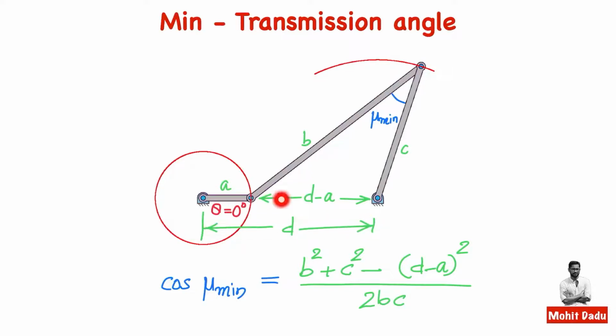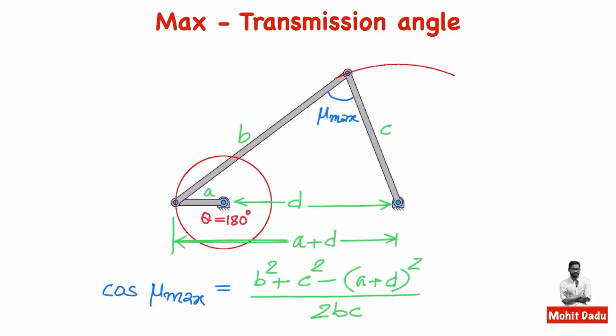If this is D and this is A, this length becomes D minus A. So you can consider this triangle, which has angle mu minimum and sides B, C and D minus A. Then cos mu minimum will be equal to B square plus C square minus (D minus A) the whole square, divided by 2BC. In this way you can evaluate the minimum transmission angle.